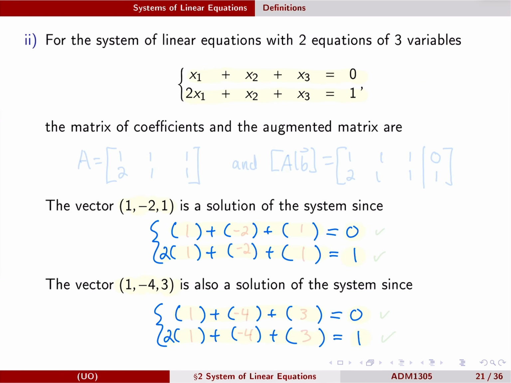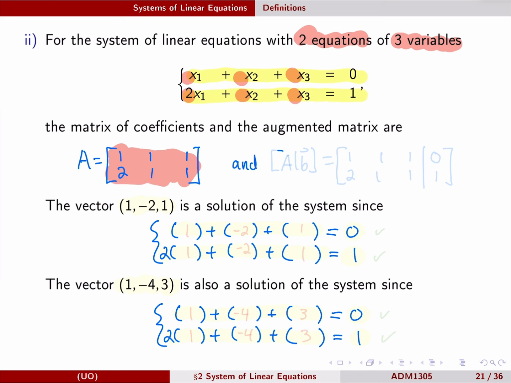Next example, we have a system of two equations with three unknowns. So we have x1 plus x2 plus x3 is equal to 0, and 2x1 plus 2x2 plus x3 is equal to 1. The first thing we're going to build together is the coefficient matrix and the augmented matrix. For the coefficient matrix, we have again 1x1 plus 1x2 plus 1x3, and 2x1 plus 2x2 plus 1x3. That's my coefficient matrix. That's a 2 by 3.